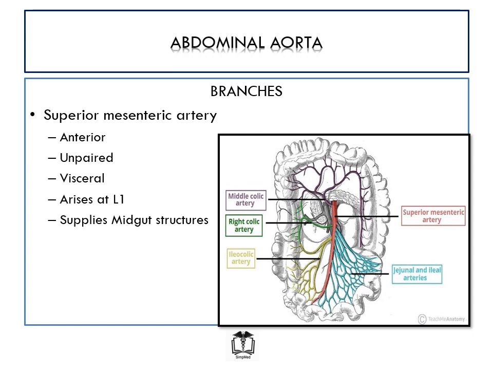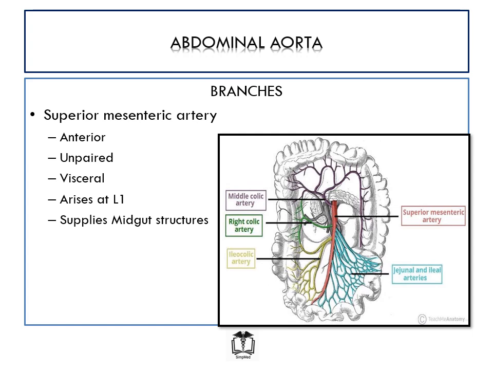Let's move on to the superior mesenteric artery. The superior mesenteric artery, just like the celiac artery, is an anterior artery that is unpaired and is supplying visceral structures. It arises just directly below the celiac artery at the first lumbar vertebral level, L1, and it supplies the midgut structures.